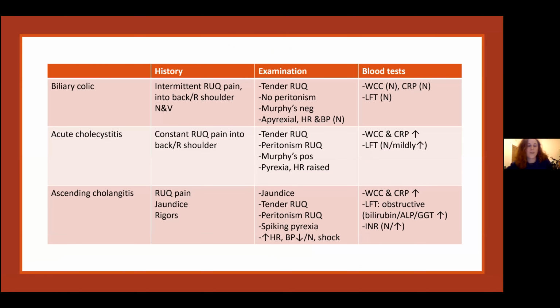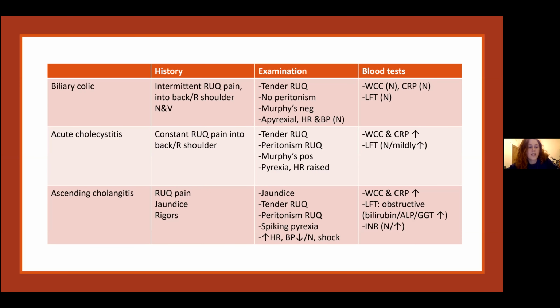So this is something I used to get really confused with, the difference between cholecystitis, biliary colic, and cholangitis. But it's something that you will need to know for exams. So in biliary colic, it's intermittent pain, whereas in cholecystitis and cholangitis, it's a constant pain. In biliary colic, there's no fever, and the observations are all pretty normal, and there's also Murphy's negative.